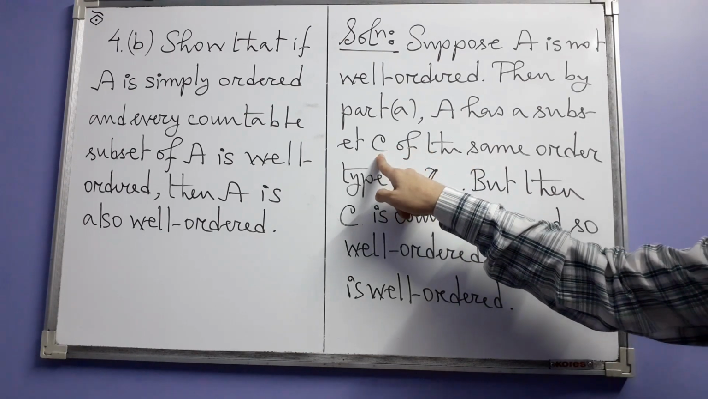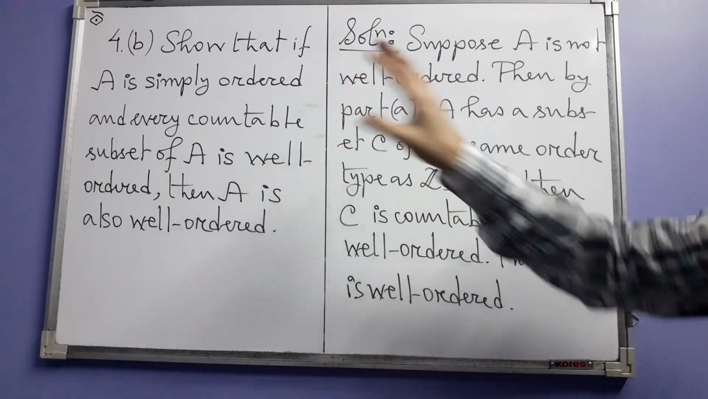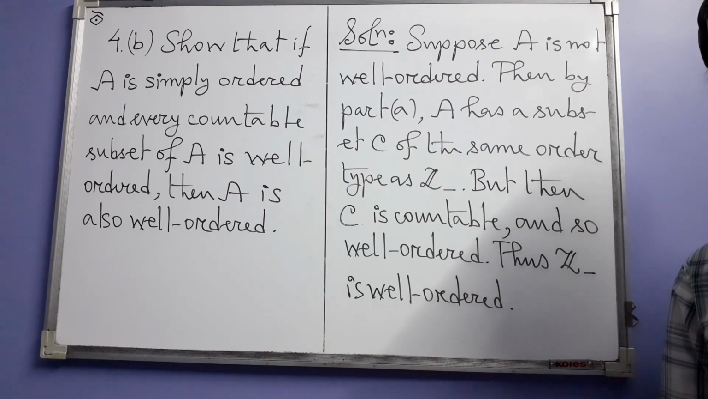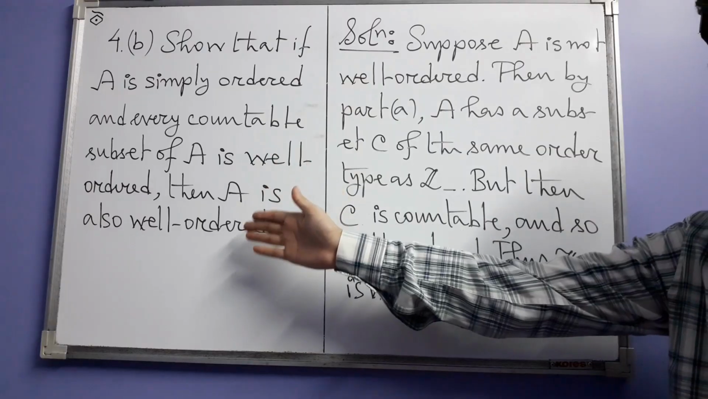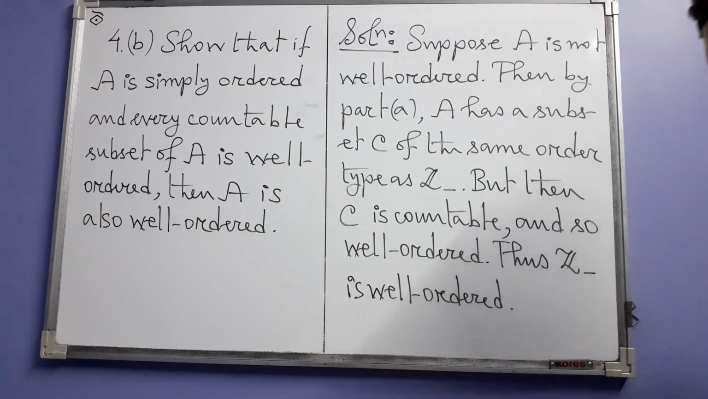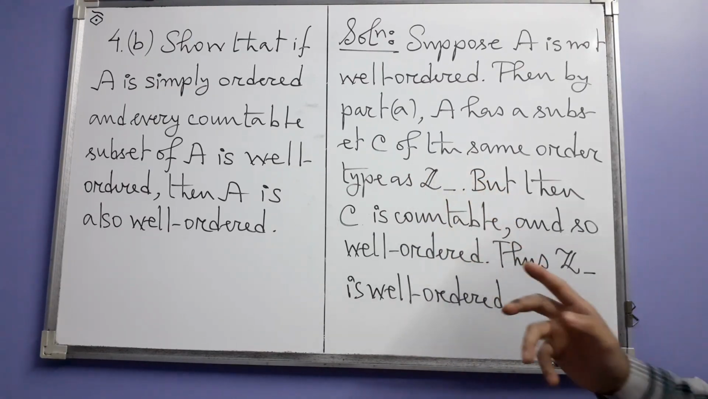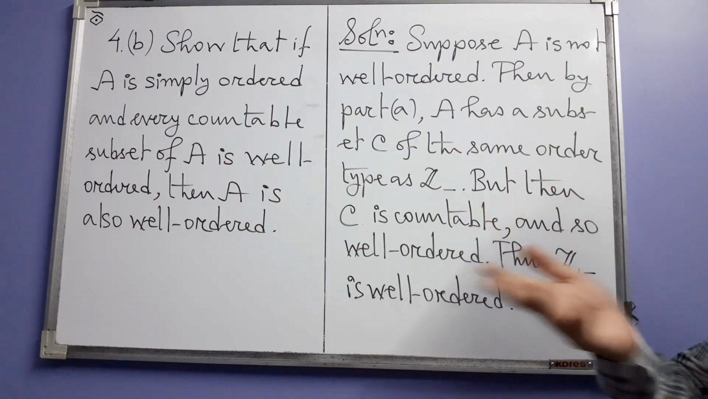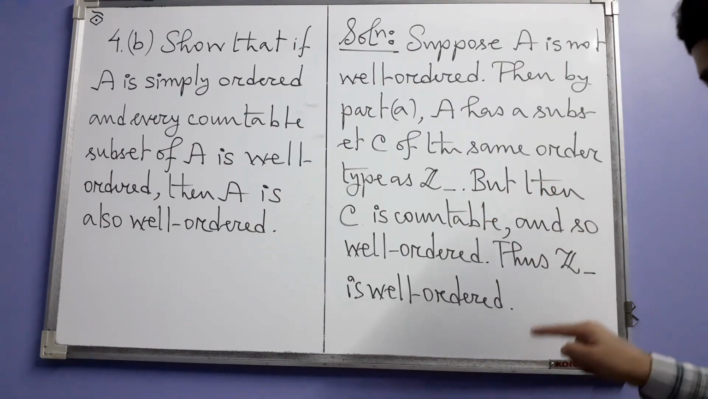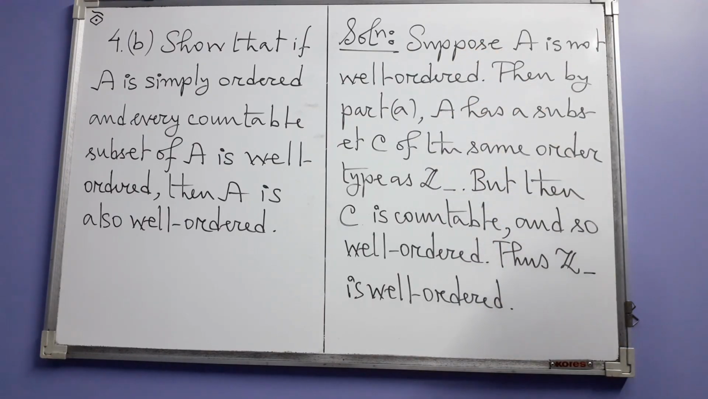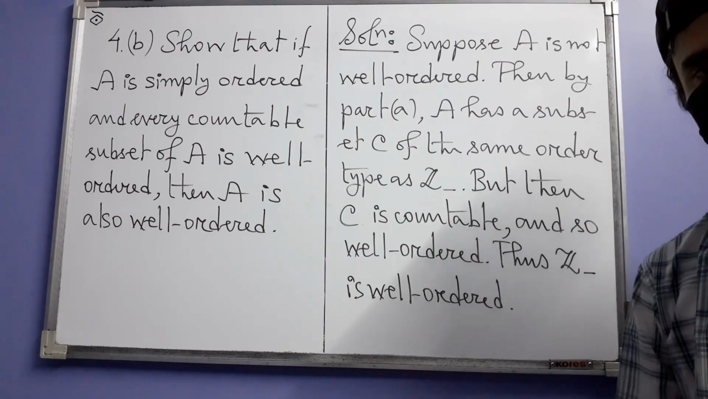Accordingly C also must be countable, but then by our hypothesis C must be well ordered, because every countable subset of A is well ordered, that is given. But then the corresponding other set, Z minus, which in a sense is nothing but C itself, only its elements are labeled differently, must also be well ordered in the usual order, which is false, because this is not well ordered, and that is why our supposition is wrong. So A must be well ordered. So that's the solution. And let's just end the video here itself.